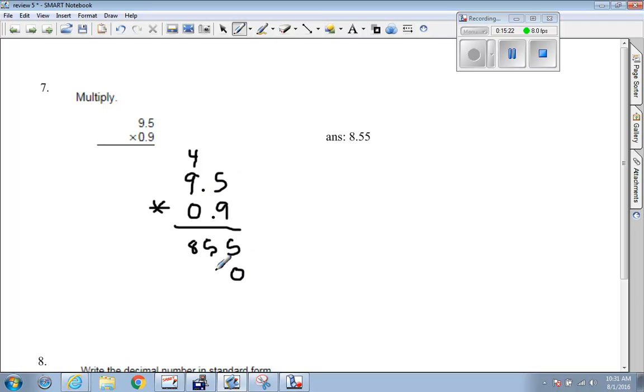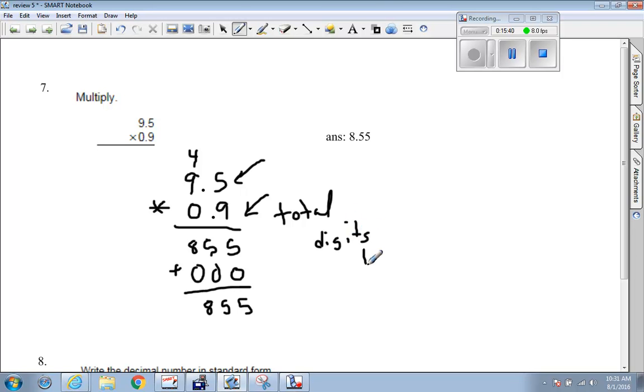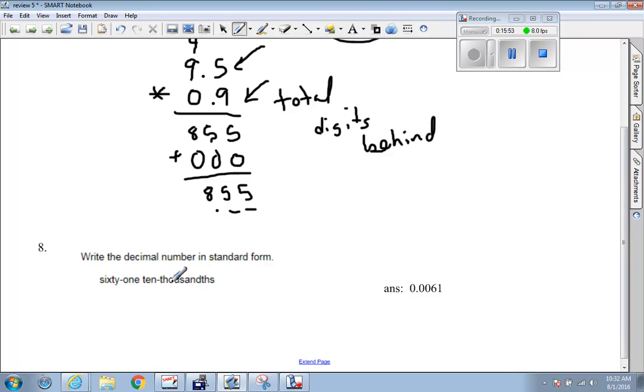0 times 5, 0. 0 times 9, 0. Okay, so there we end up with 8, 5, 5. I've totally ignored the decimals, but then I'm going to count the total digits. Total digits behind the decimal is obviously 2. 1, 2. So guess what? 1, 2, boom. And that's how we're arriving at 8.55. All right, hope that helps.